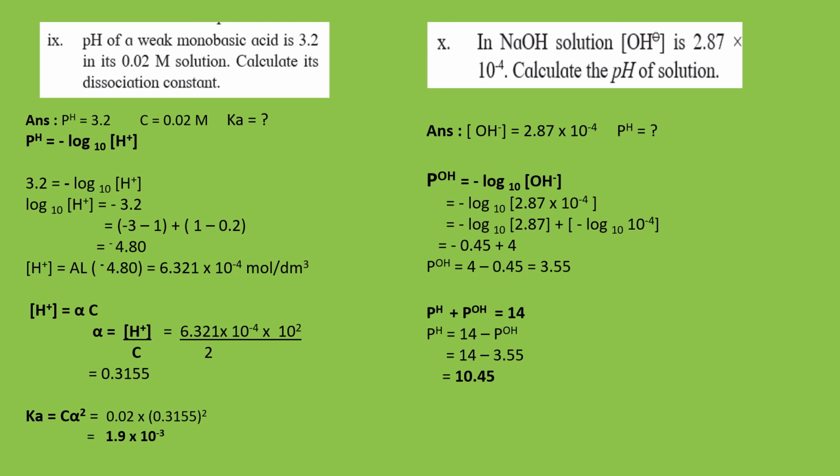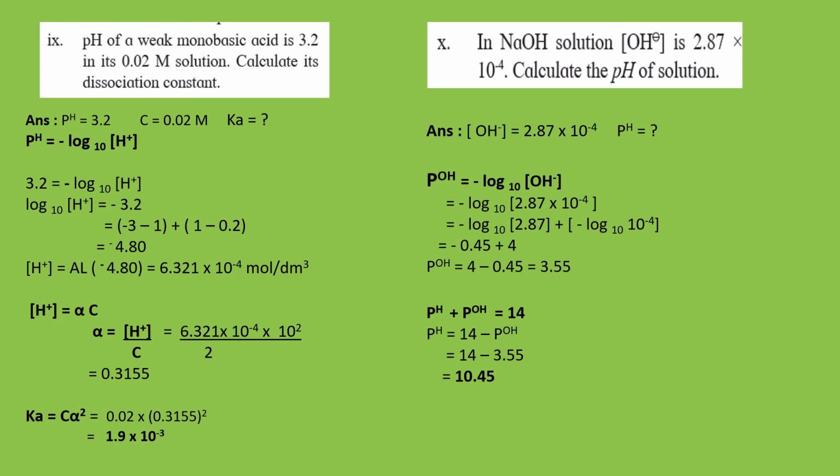Now we have alpha and C, so we can find out the dissociation constant Ka, which is equal to C alpha square. So 0.02 into alpha, 0.3155, the whole square, which is equal to 1.9 into 10 raised to minus 3. So the dissociation constant of the weak monobasic acid is 1.9 into 10 raised to minus 3.